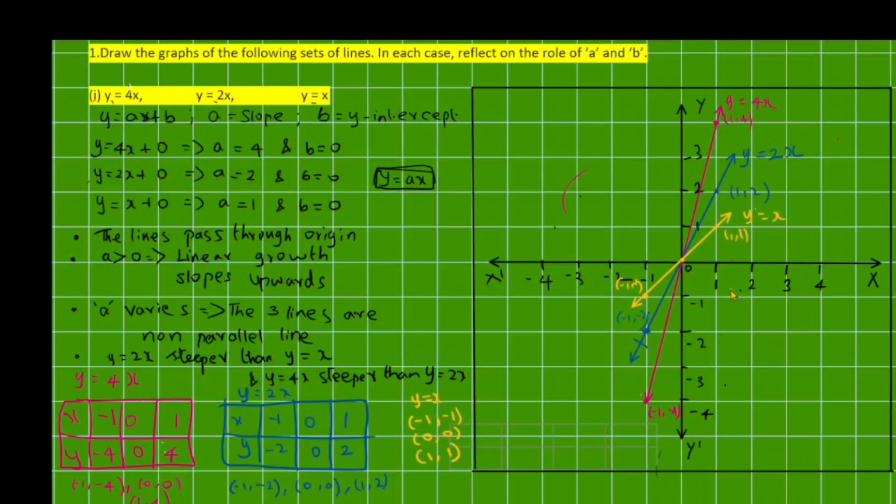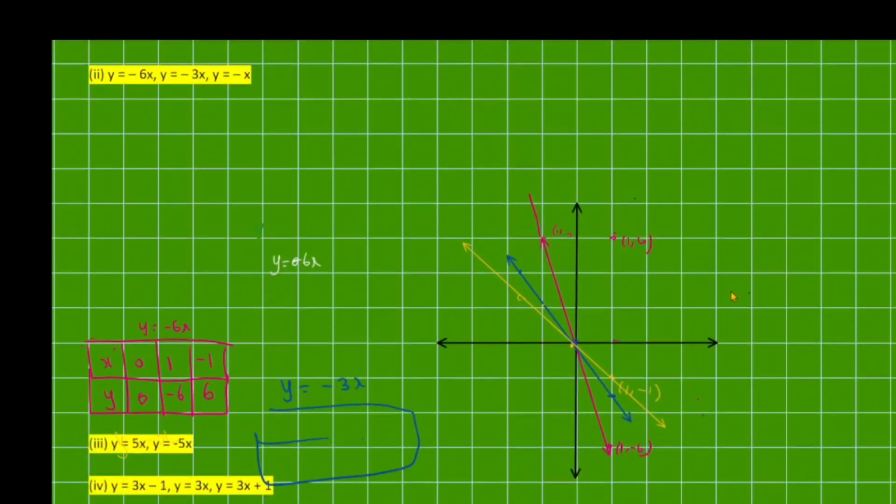Here x increases, y also increases. Here also x increases, y increases. Then in the third case also x increases, y also increases. So we are telling this is the linear growth pattern. Let's see the next question.